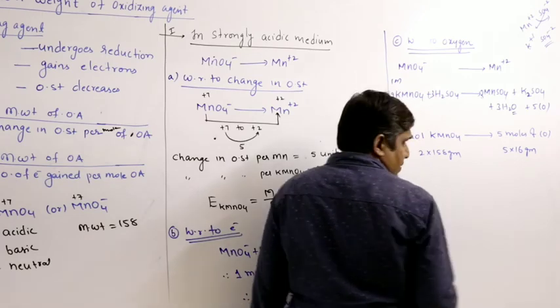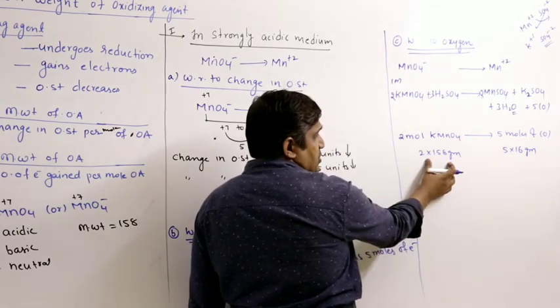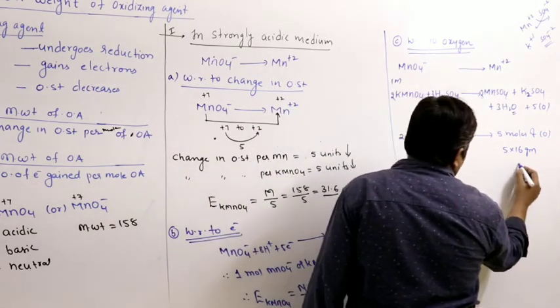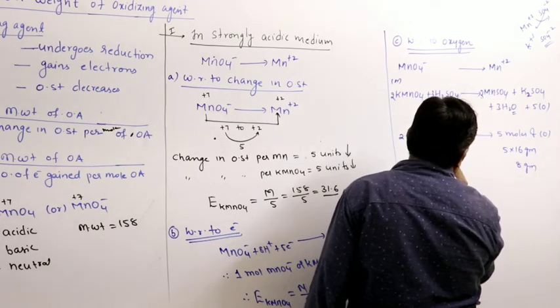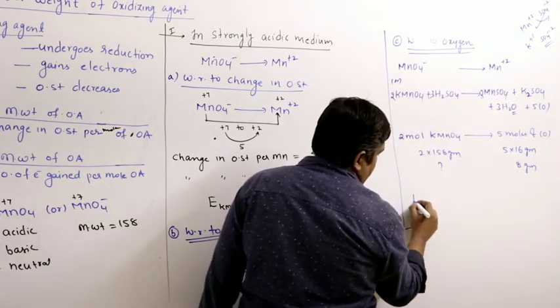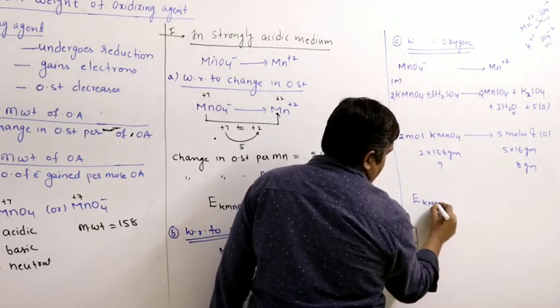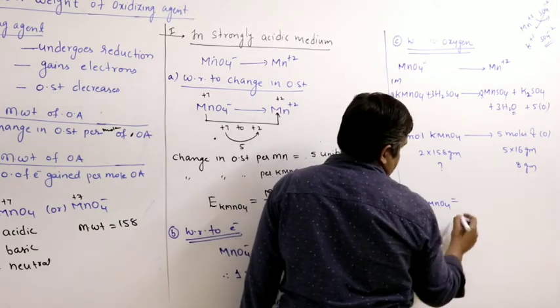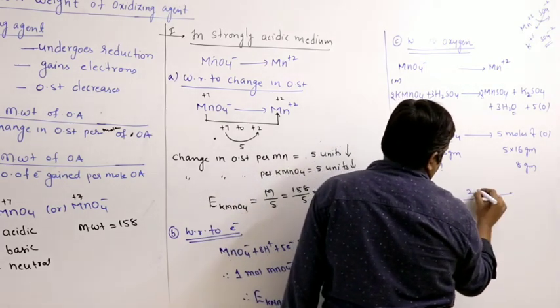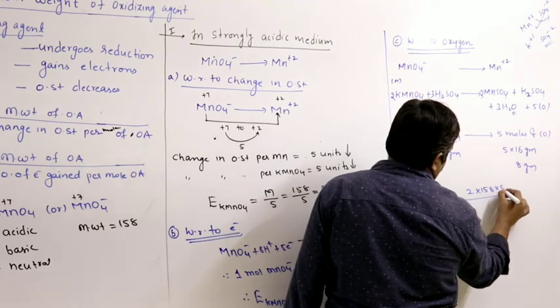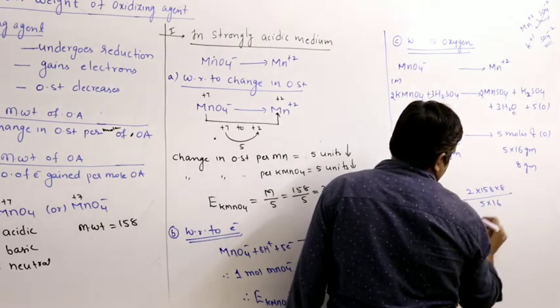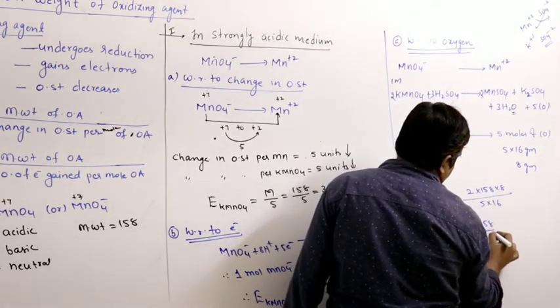So what is equivalent weight? It is the mass of substance that combines with 8 grams of oxygen. So the equivalent weight of KMnO4 is 2 into 158 into 8 by 5 into 16, which is 158 by 5.